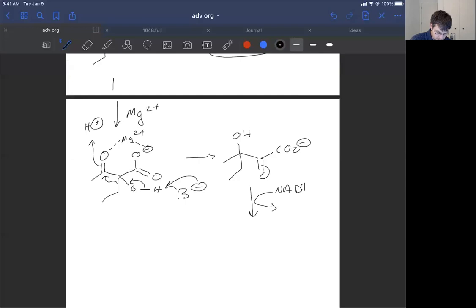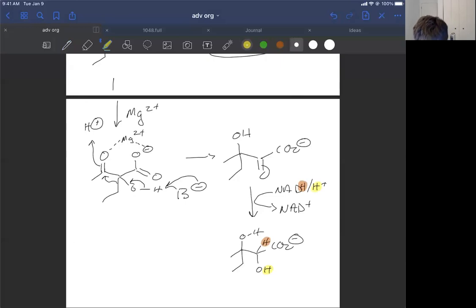It says here we have NADH, H plus, and NAD plus. So we're going to reduce the keto to the alcohol. And at this point, we have now introduced a new hydrogen. I'm going to highlight that hydrogen. If we wanted to highlight all the hydrogens, we could. But let's focus on this red hydrogen.